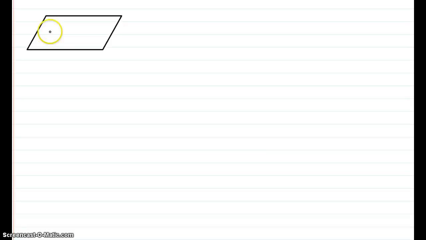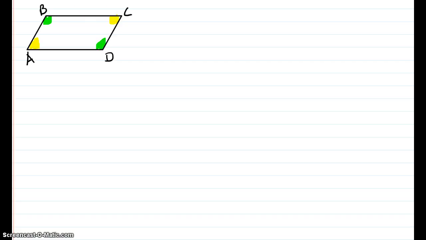Let's look at our next property. Here we have this parallelogram again. We'll call it ABCD. We just talked about the opposite angles being equal. So that means angle A is congruent to angle C, and that angle B would be congruent to angle D.